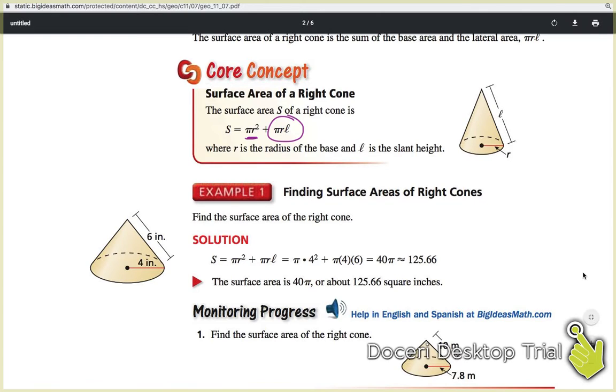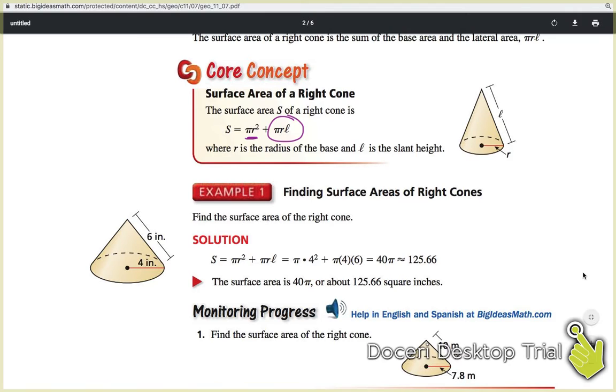Okay, it's the area of that curved portion that's gone around the base, is that pi rl. So if we want to find the surface area of the cone, we've got pi rl, which is that lateral, and then we add on the base. That bottom is still surface area, so that's the pi r squared. So if we use both of those, we can find the surface area.